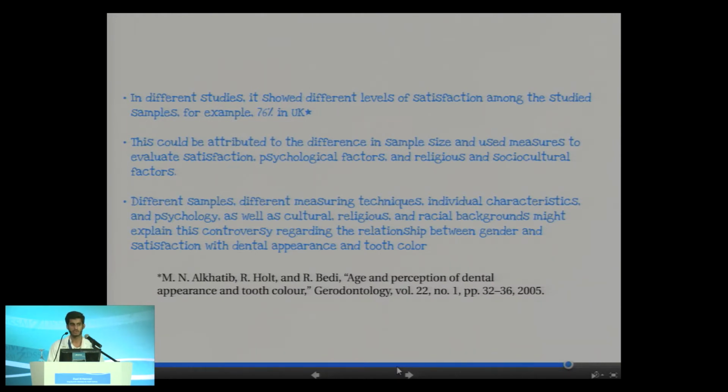This could be attributed to differences in measurements, sample size, and also our culture, which can be the reason why we have somewhat different numbers. So this could be attributed to differences in sample size, measurement used to evaluate satisfaction, psychological factors, and religious and socio-cultural factors. Different samples, different measuring techniques, individual characteristics and psychology, as well as cultural, religious, and racial background might explain the controversy regarding the relationship between gender, satisfaction with dental appearance, and tooth color. And here is my reference.